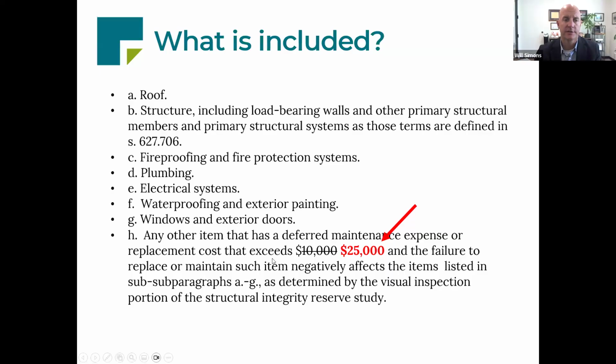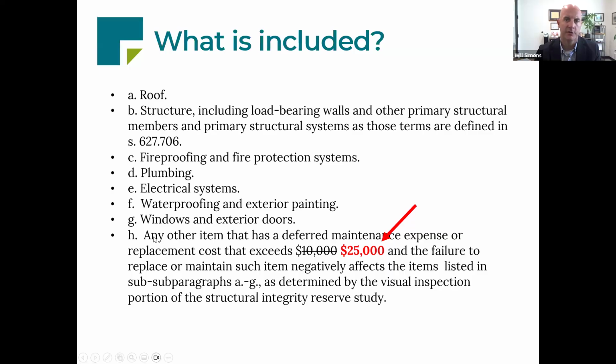A similar change took place here, the increase from 10,000 to 25,000 on letter H. This is basically saying that there are other things at your property that, if you don't maintain or replace, could negatively affect something else on this list.